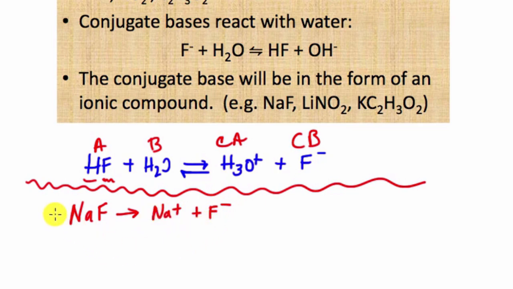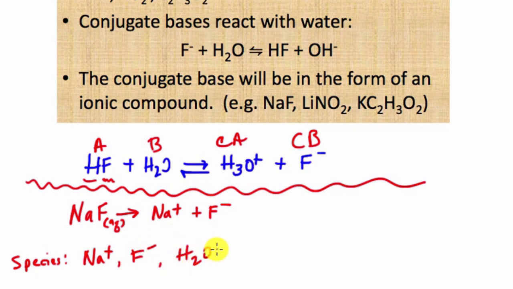Well, if this is aqueous, right, because it's dissolving, that means that water has to be there. So therefore we have sodium ions. Okay, these are my species that would be present. And I would have fluoride ions, and I would have water. So what happens here is that this ion here is going to react with the water. And that's the reaction that you see here.